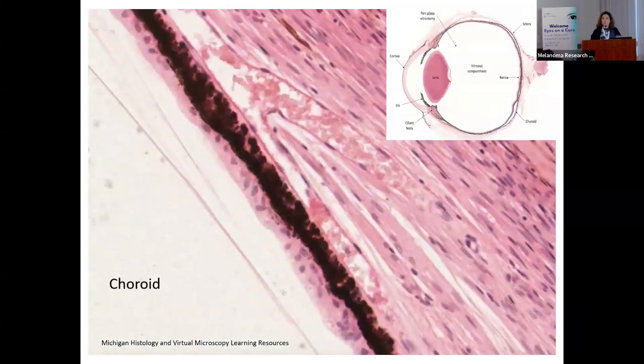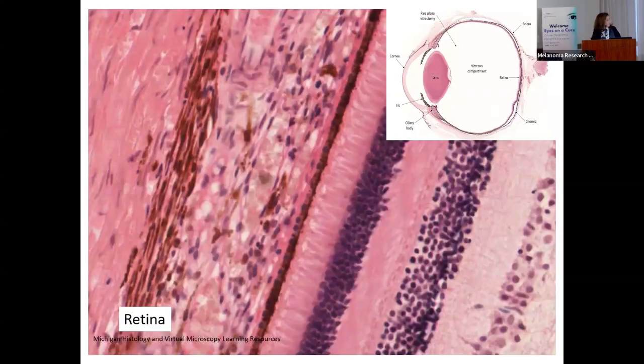This is the choroid, which is where most melanomas of the eye occur. And there's rich vascular connective tissue, and again, a layer of pigmented cells, which contain melanocytes. And this is the retina, the photoreceptors basically of the eye, that turn the light and the images that you receive into electrical impulses that go to the brain and actually generate an image.